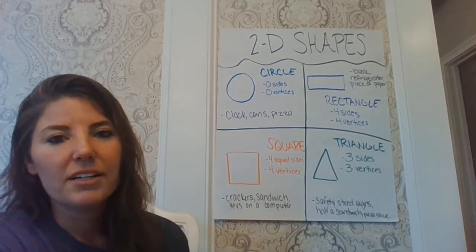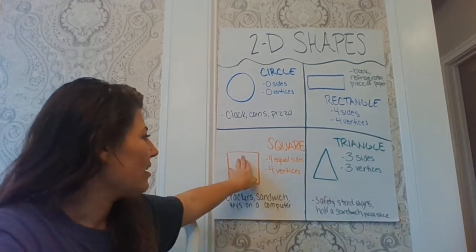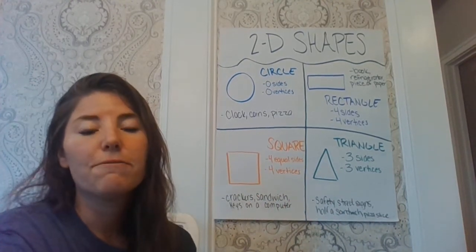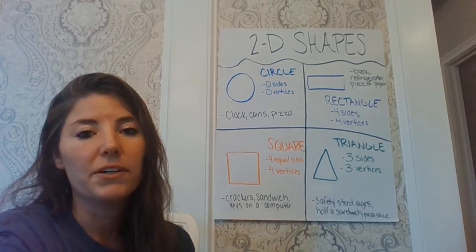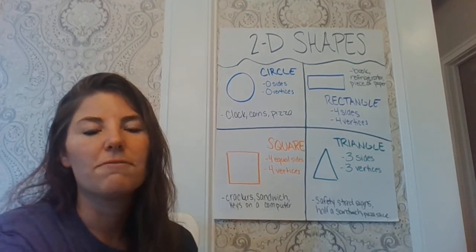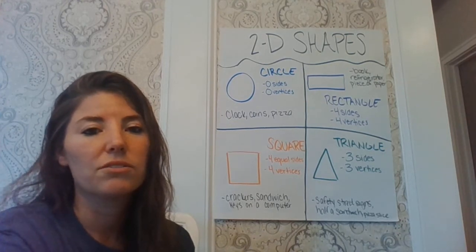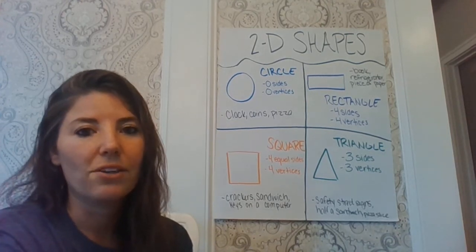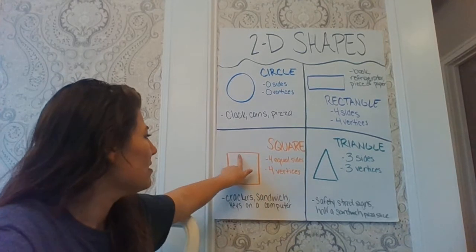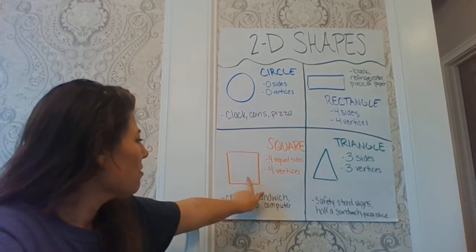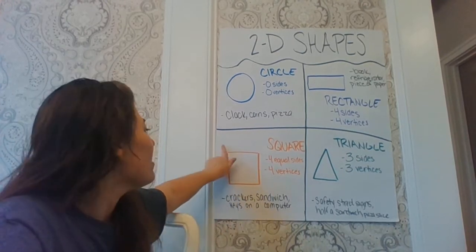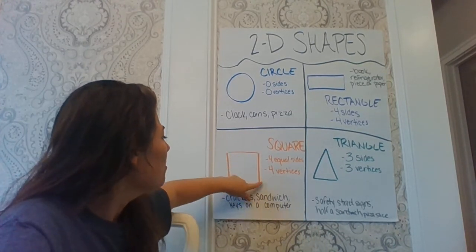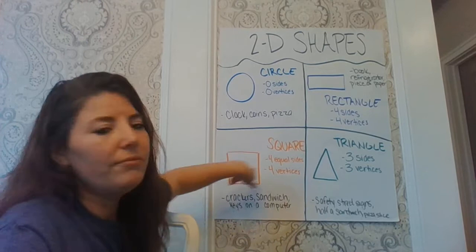Our next shape I wanted us to move on to is a square. And a square has 4 straight lines that make up the sides and 4 vertices. Remember that word vertices is just a fancy word for angles or corners. So let's count the sides and then we'll count the vertices together. So we have 1 side, 2 sides, 3 sides, 4 sides, and then we'll count our vertices. So we have 1, 2, 3, 4. And this is a square.